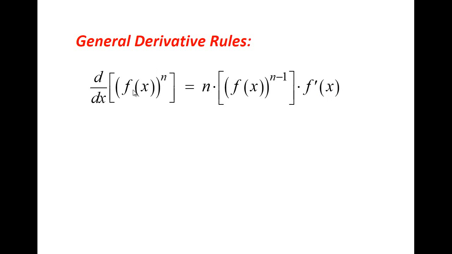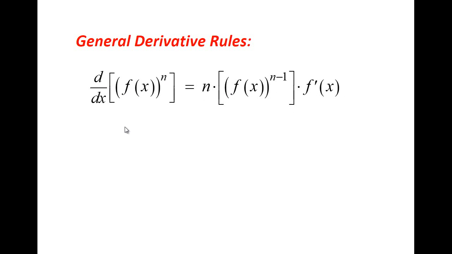And again, this function here is the composition of two functions where the outside function is x to the n, and the inside function is f of x. So the derivative of the outside is n x to the n minus 1, which you have to evaluate at the inside f of x, and then you multiply by the derivative of the inside.